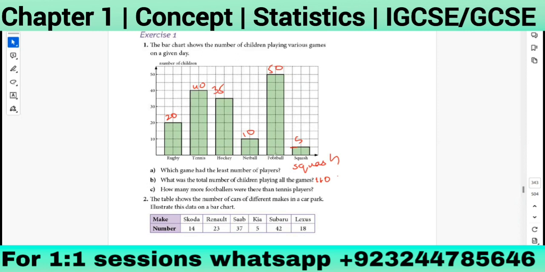How many more footballers were there than tennis players? 15? 15 or 10? Footballers are 50 and tennis 10. I was counting that as hockey.